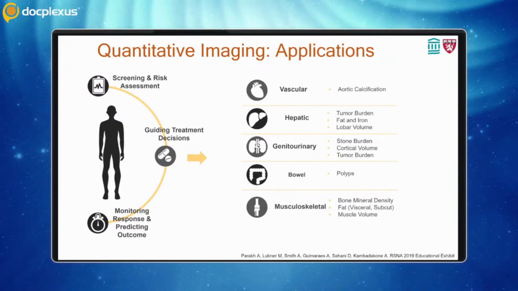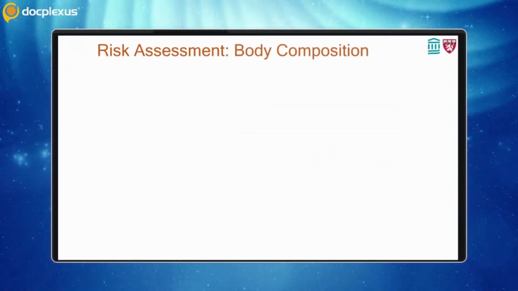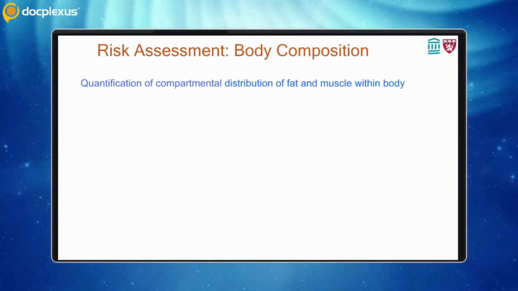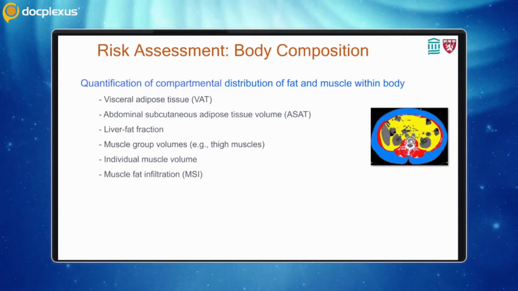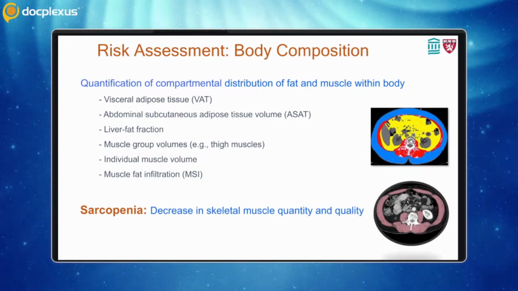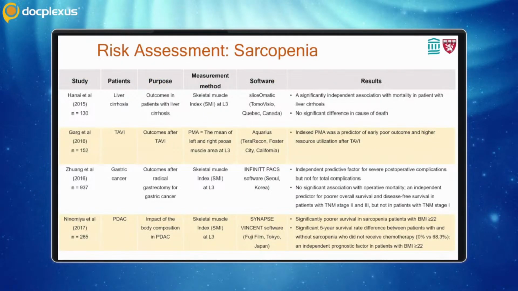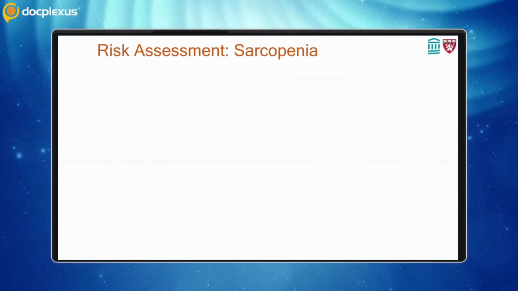One is risk assessment. Now, you might have heard about body composition. There is a lot of interest in exploring the value of CT in quantification of compartmental distribution of fat and muscle within the body. There are multiple different parameters available. One such body composition metric is sarcopenia, which refers to a decrease in the skeletal muscle quantity and quality. And while sarcopenia was initially considered an age-related phenomenon, it is being increasingly realized that it can occur in younger patients, and in patients with cancer it could be a prognostic indicator. For example, here are two examples in patients with pancreatic cancer.